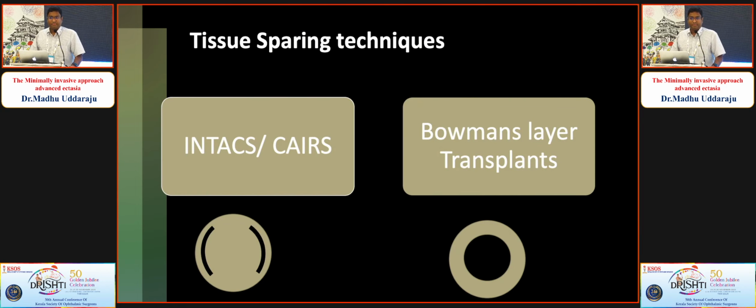Next are tissue sparing techniques, or the less invasive techniques, I'm going to tell you. So the black thing is the tissue that we are going. Previously, all of you know about Intacs. Intacs became less and less popular because of the PMMA material that was used, and there were a lot of extrusions and infections associated with it. So thanks to Dr. Susan Jacob from Agarwal's, she developed corneal allogenic intrastromal rings, that is the KSOS procedure. And we have tried something called the Bowman's layer transplant that I'll show you in the coming slides.